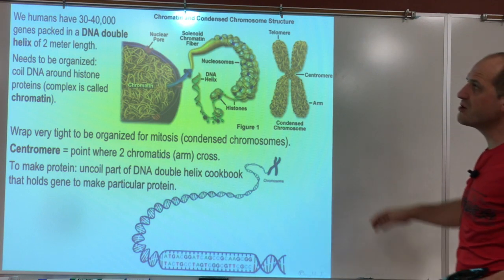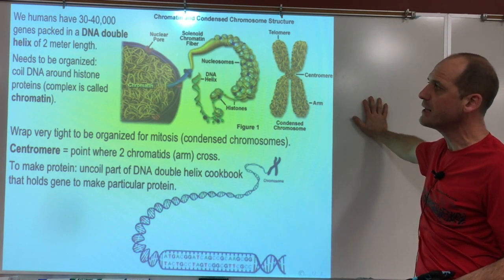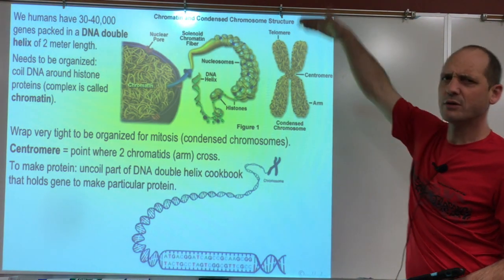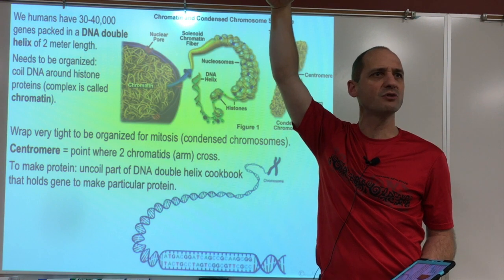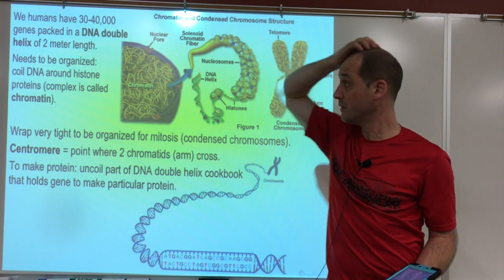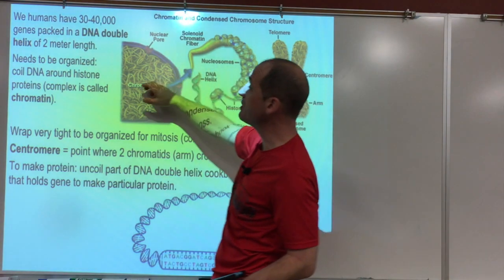We have about 30 to 40,000 genes that are packed in a DNA double helix of about 2 meters in length. It's about this much in length. Every cell has this much in length of a strand in it of that. That's a lot. But 30 to 40,000, think about that. So that needs to be very well organized.